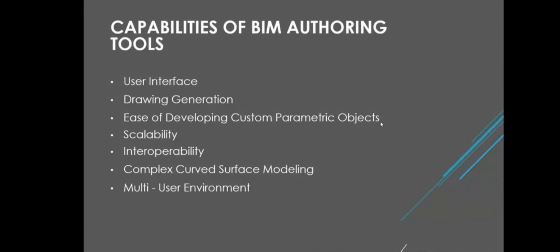So what are the capabilities of any BIM authoring tool? All BIM authoring tools will have a user interface. They will have the capability to generate drawings. They will have the capability to develop custom parametric objects. What are custom parametric objects?